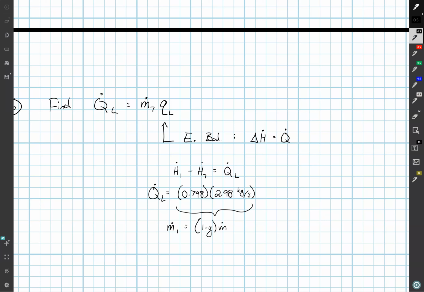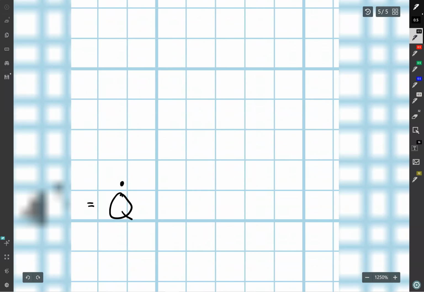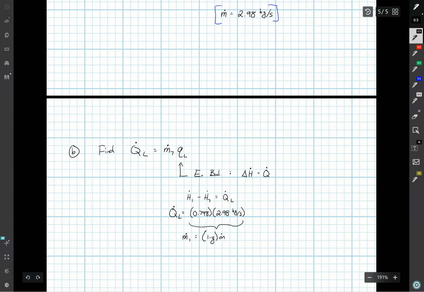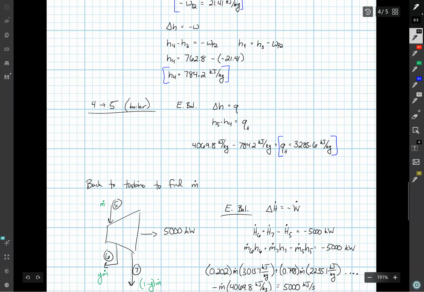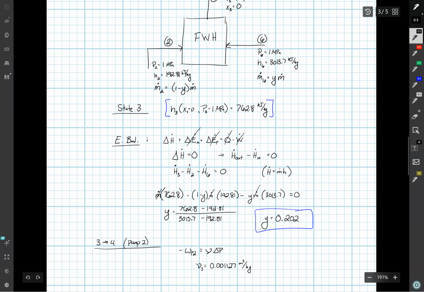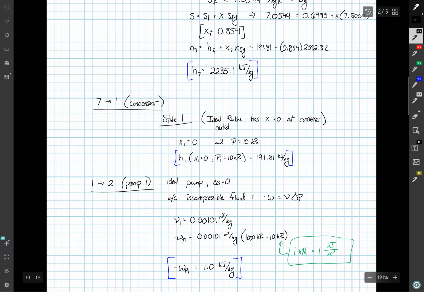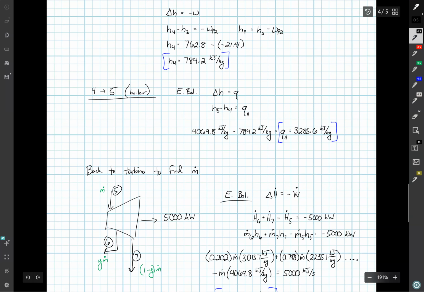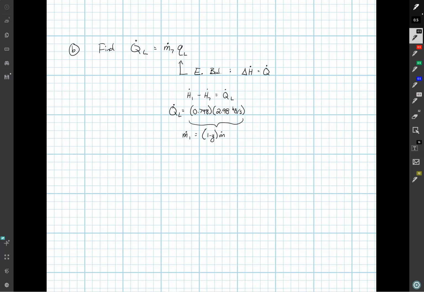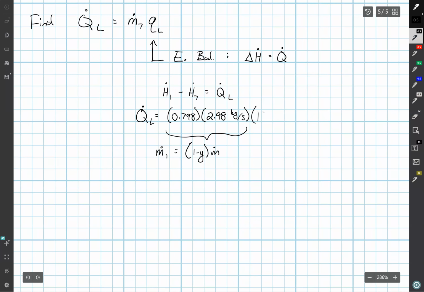times now the specific enthalpy of stream 1, which if we go back up and look at our work from before, okay, the specific enthalpy of stream 1, we have to go back a little ways, it was 191.81. So this is 191.81 kilojoules per kilogram, minus, same thing, 0.798 times 2.98 kilograms per second.